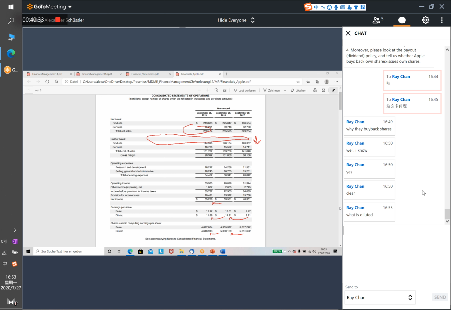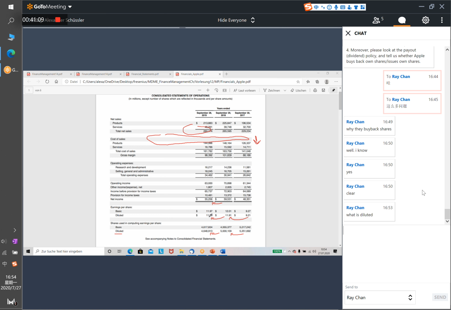Diluted means, Raychan, that it also includes the shares or the options that are owned by employees or the management of Apple. So diluted is the better number. If you have basic and diluted, I always take the diluted number.